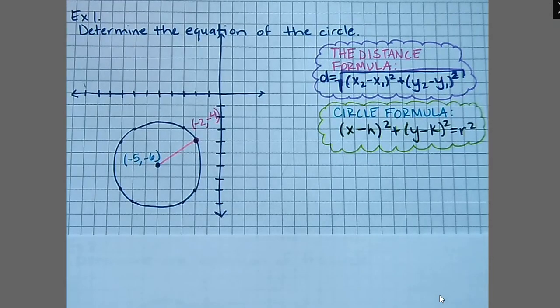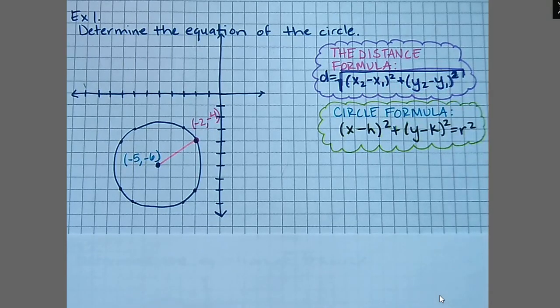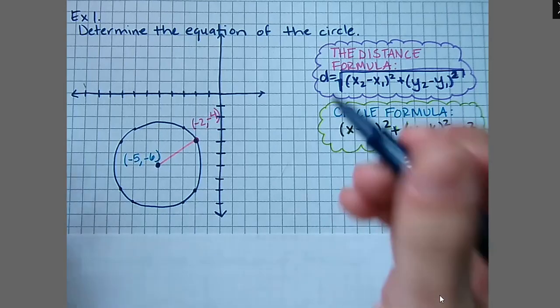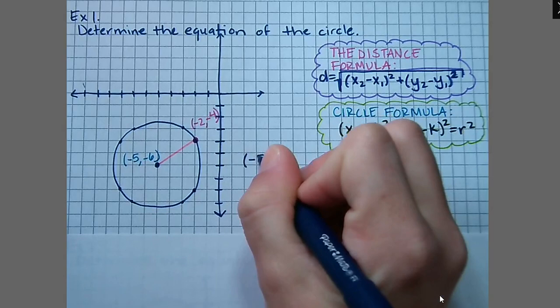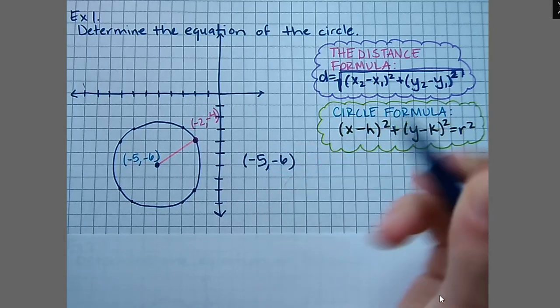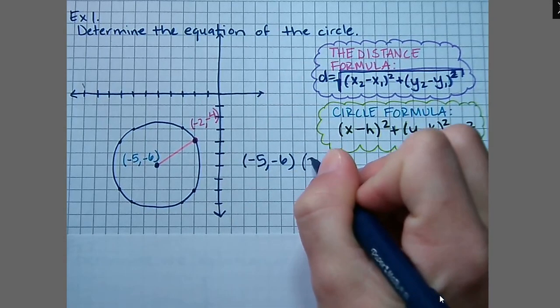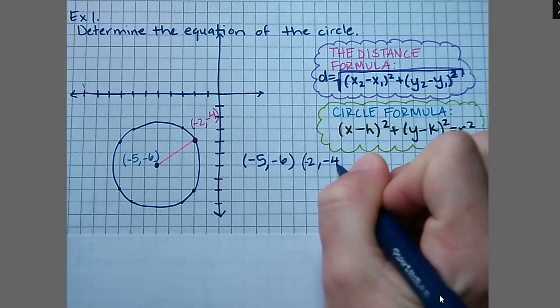Okay, so the distance formula. All you need to do is take one of the x-coordinates and subtract it from the other. And you're going to square that. And then you're going to do the same thing with the y-coordinates, and then you just take the square root of everything. So if I'm going to find the distance between these 2 points, we're using these 2 coordinates, -5, -6, and -2, -4.